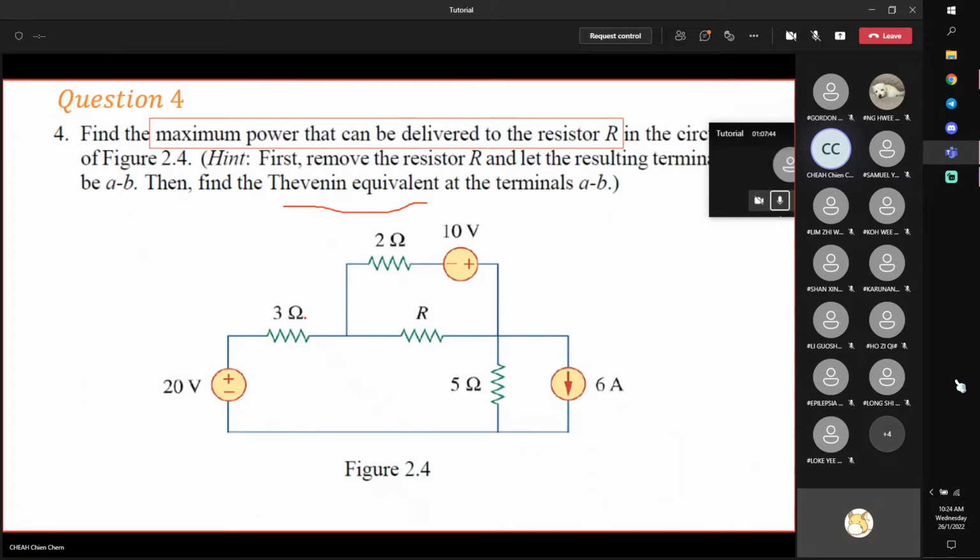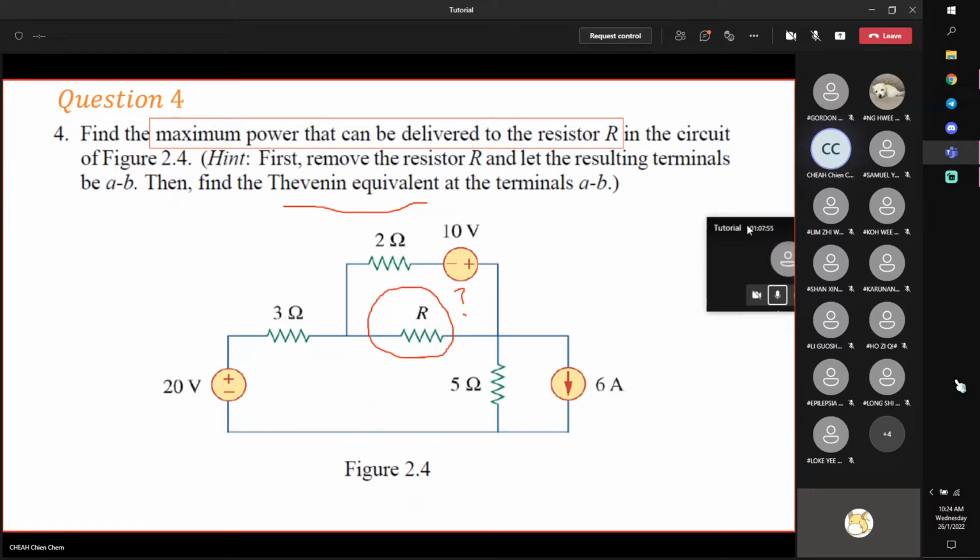Okay, let's look at this question. In this question, it says that you have an unknown resistor, which means you need to design. What is the design criteria? Design RL so that maximum power can be delivered to this load resistor. That means, what should be the matching resistance value so that I can draw maximum power from the remaining part of the circuit?